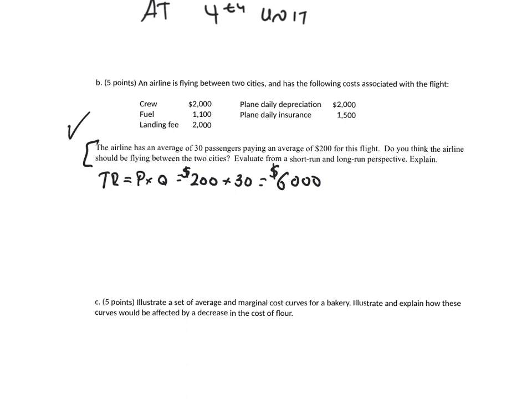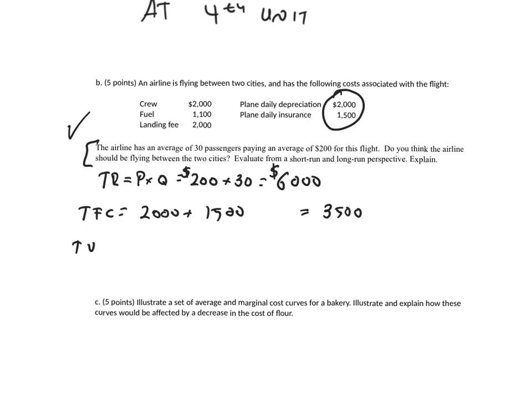And now we want to separate between our variable costs and our fixed costs. And just so happens that, as we can see, our total fixed costs are over here, the plane daily depreciation and plane daily insurance. So our total fixed costs are equal to 2,000 plus 1,500, and that equals 3,500.